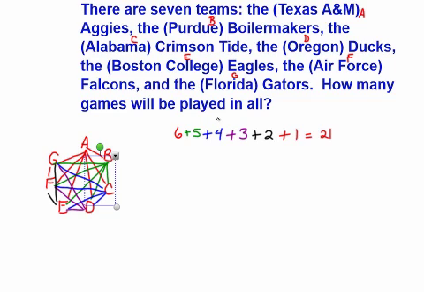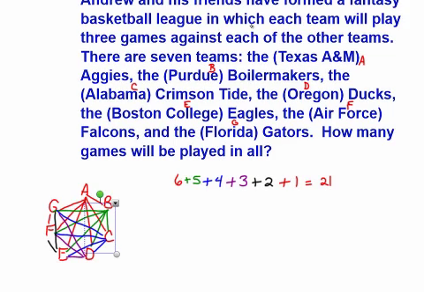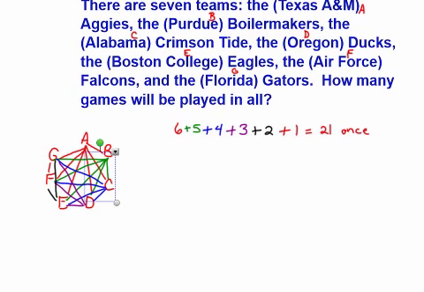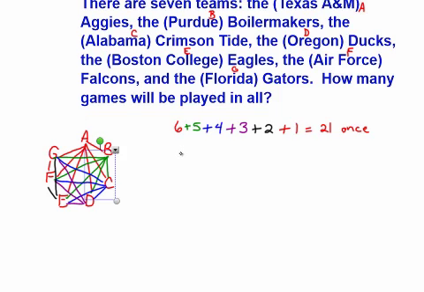But they said in the beginning that each team will play each other 3 times. And so this is if we play them once. So there's going to be 21 games if they play each team once. So if we take 21 times 3, we will get 63 games.